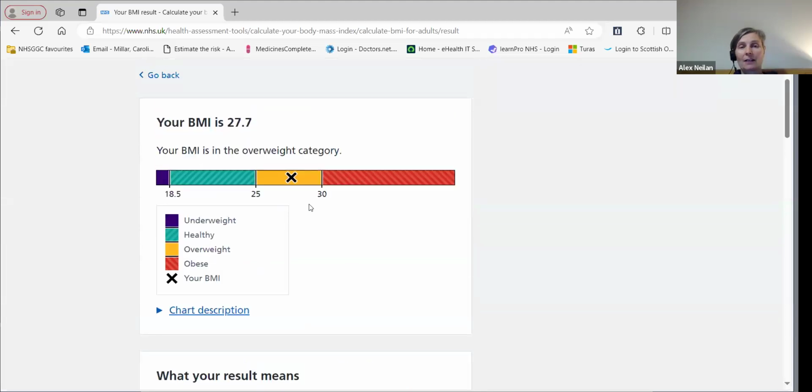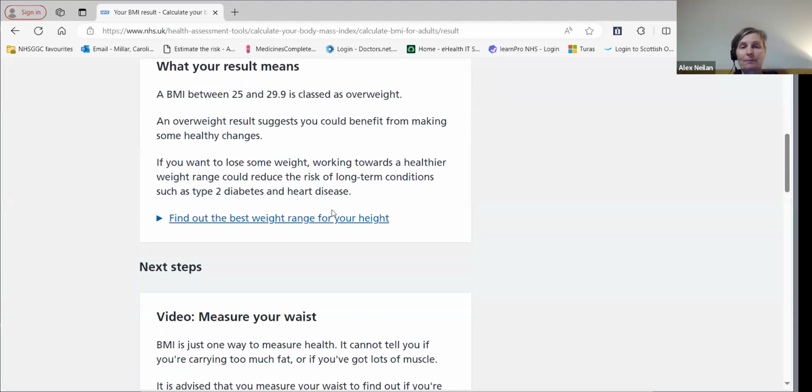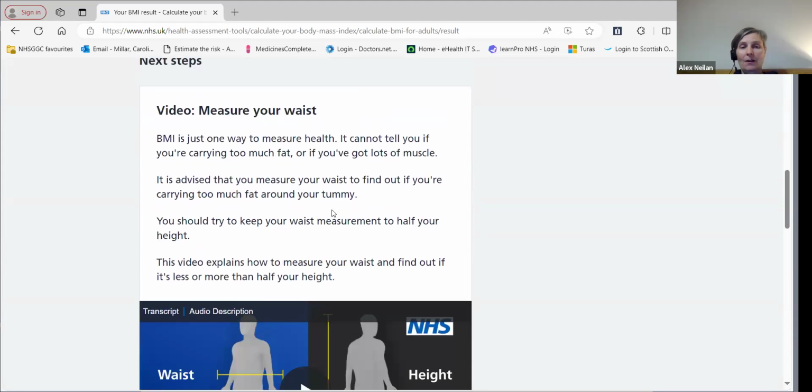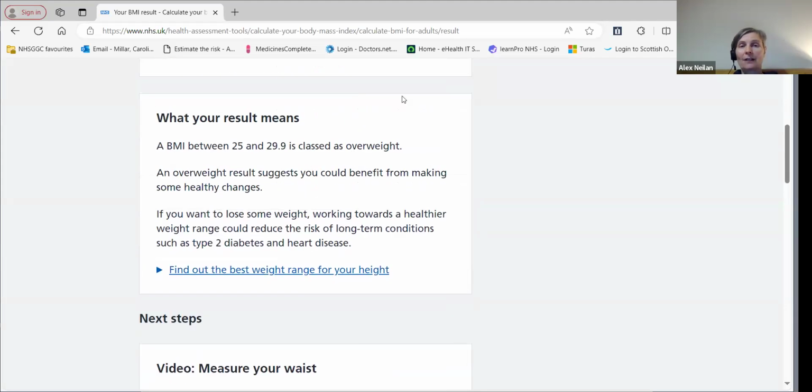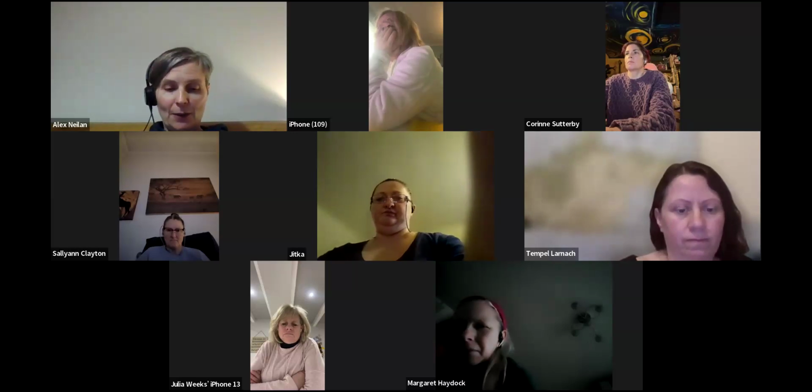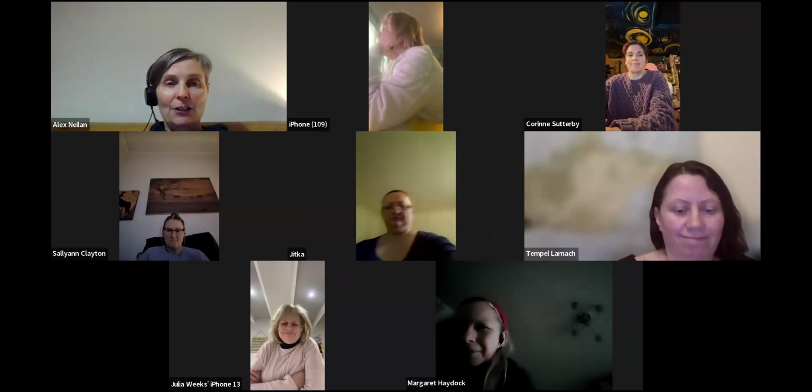Okay, so in this case, 25 to 30 is overweight. And that's about measuring your waist circumference and stuff, and we'll come back to that. So I think it's a really good tool. It's nicer when I see everybody. Again, it's quick and easy.